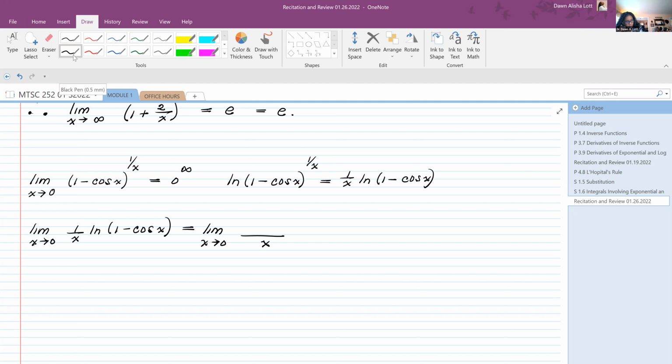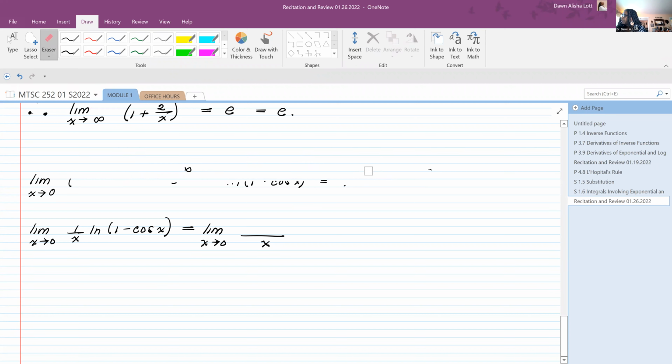Okay, what's bothering me is as x approaches 0, cosine x approaches 1. So I end up with the log of 0, which you can't take. So this one's not going to work. That's what happens when you make up problems. That one doesn't work. I need to get one from the book that I know works.